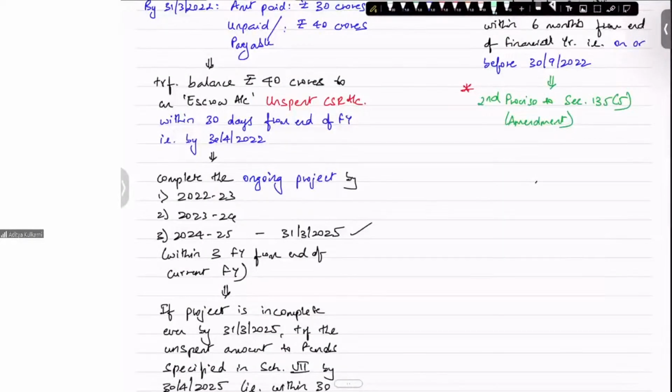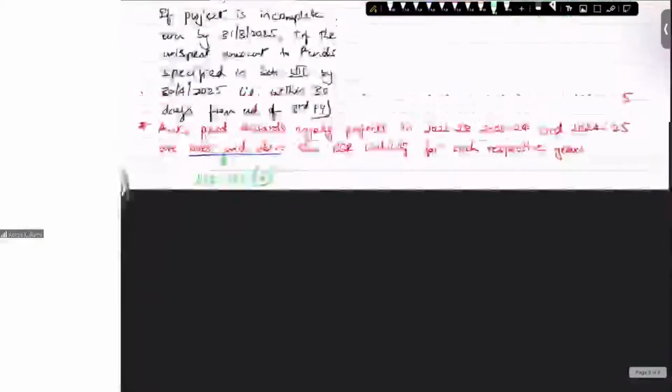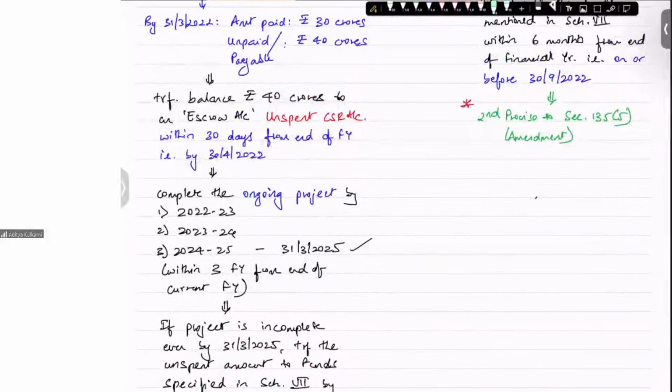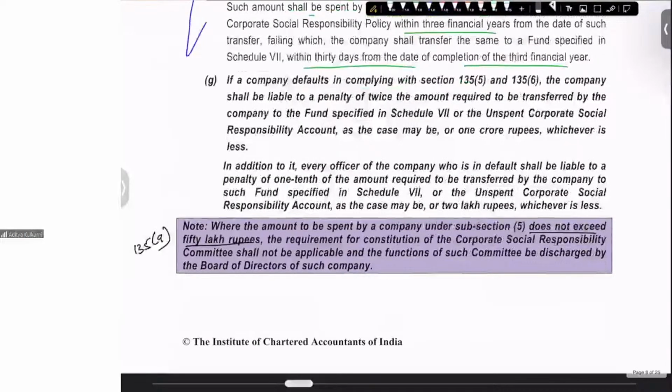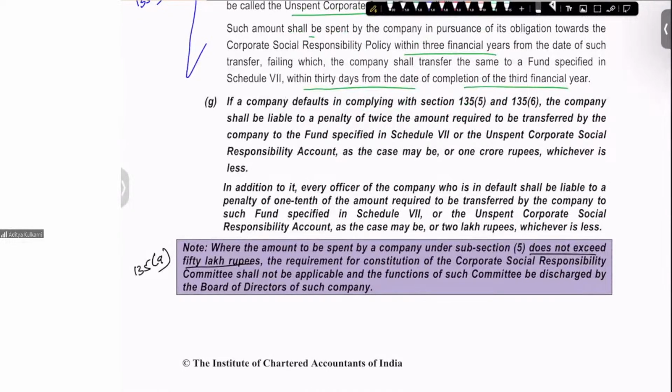Are we clear? So Shailendra, your point is addressed as well as the amendment also is addressed. So the second proviso is done. 135(6) is also done. 135(9) is also done. Shall we proceed further? Yes.